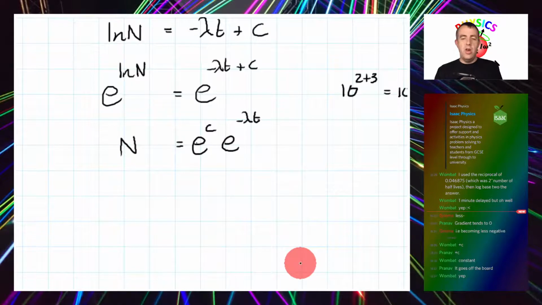Well, what on earth is this e to the power of c? If c is a constant, and e is a constant, Euler's number, then e to the power of c is a constant. But what does this constant mean? Well, this constant equals N when this term is equal to 1. And this term is equal to 1 when t equals 0. Because when t equals 0, minus lambda t equals 0, and e to the power of 0 is 1, because anything to the power of 0 is 1.